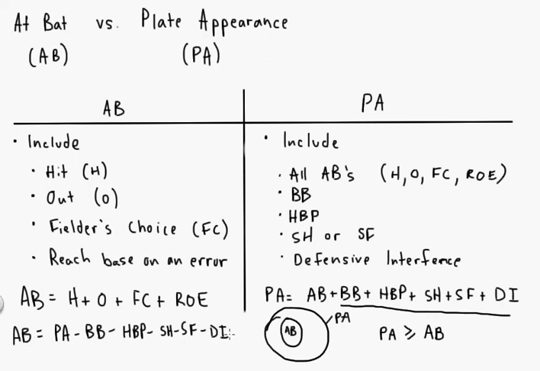So it's important to know the difference between the two. We use at-bats when we're measuring batting average, on-base percentage, and slugging percentage, and we use plate appearances for a number of different sabermetrics. So it's key to know the differences between the two.